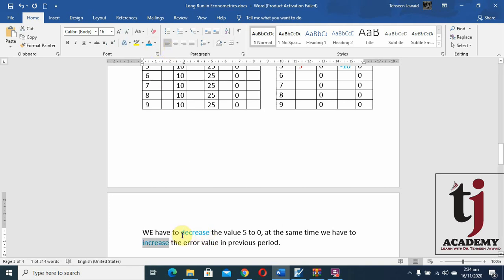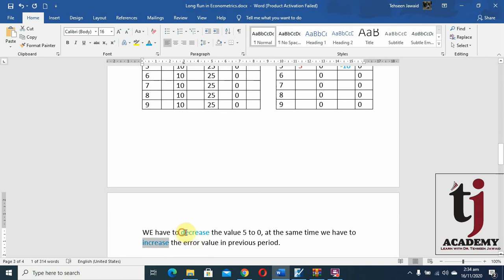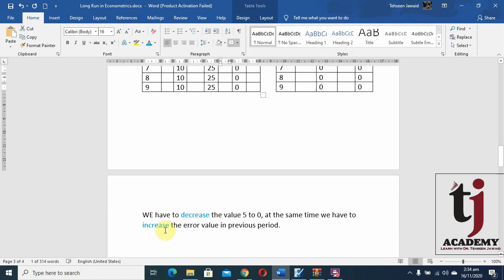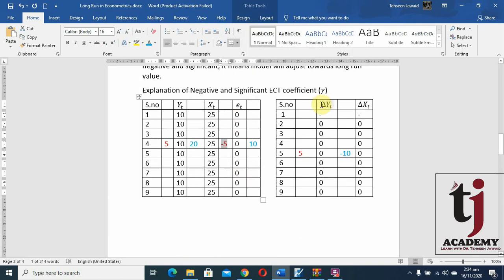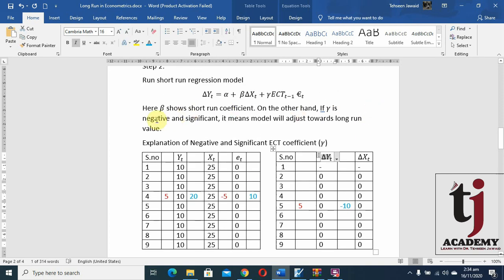So to make the change 0, we have to decrease the value of change and we have to increase the value of the error term. So there is a negative relation between change and the lag error value. This shows the same thing: if gamma is negative and significant, it means the model will adjust towards the long run value or long run equilibrium.